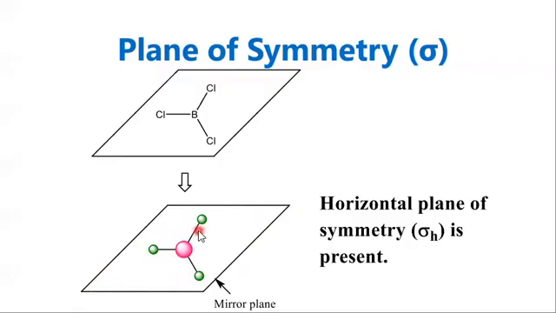So you can imagine that one. The upper part of the semisphere will become the image of the lower semisphere for all the chlorine atoms as well as the boron atom. So in that case, we say that the molecule has a horizontal planar symmetry. So in conclusion, boron trichloride has three vertical planar symmetries and one horizontal planar symmetry.